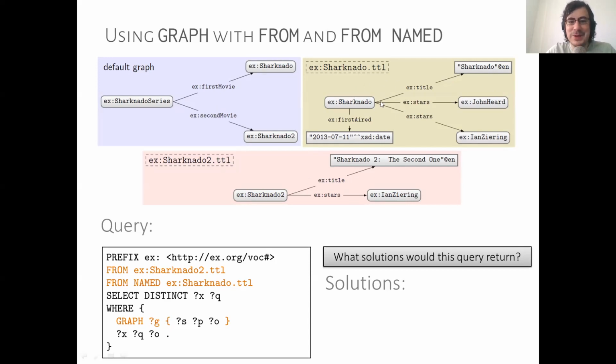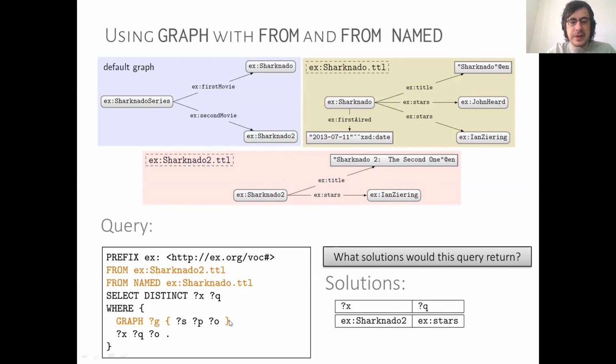This is the named graph. This is the default graph. So we're looking for objects in this graph here that appear as objects as well in the default graph here. So in this case, in0ing appears as an object in both. So in0ing will match O here. So what we will get, we're asking for X and Q. So we'll get in0ing and Sharknado 2.